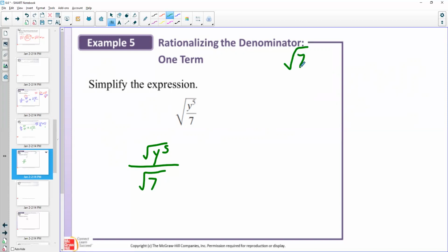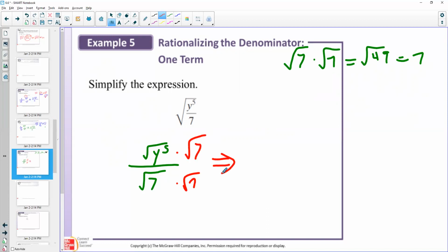So I had the square root of 7. Well, I know that if I did the square root of 7 times the square root of 7, I'd get the square root of 49. And that's just 7. So I'm going to multiply the top and the bottom by the square root of 7. It's a square root, so I need 2 7s. That's going to give me, they're both square roots up there, so I can combine them, the square root of 7y to the 5th over just plain old 7.